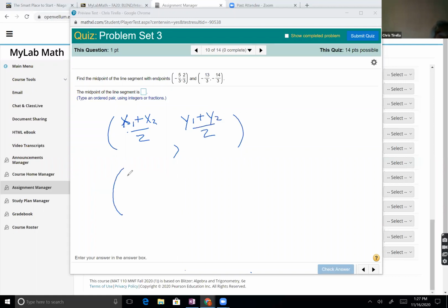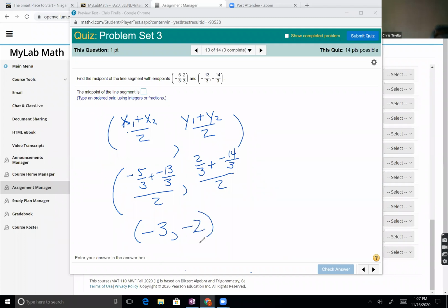And so that gives me negative 5/3 plus negative 13/3 over 2. Negative 18/3 would be negative 6 divided by 2 would be negative 3. The y value would be 2/3 plus negative 14/3 over 2. So that's negative 12/3. Negative 12/3 is negative 4. Divided by 2 is negative 2. And so that would be my midpoint.